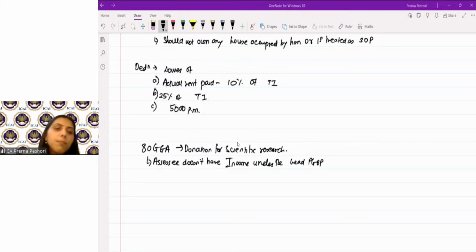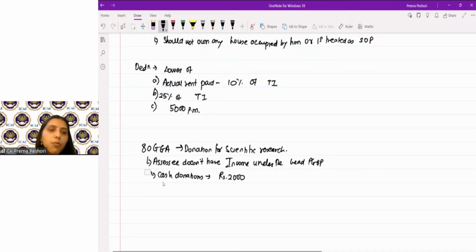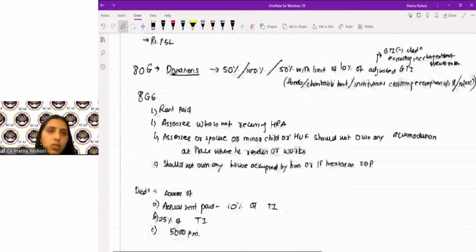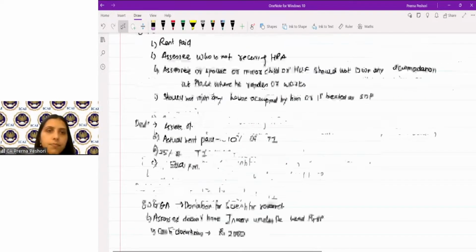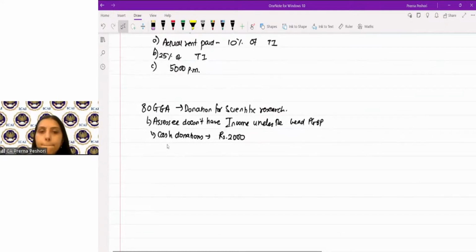No cash donations above rupees 2000. You can write the same point even for 80GG. Cash donations up to rupees 2000, even under 80GG. Okay. Any doubt? Okay.